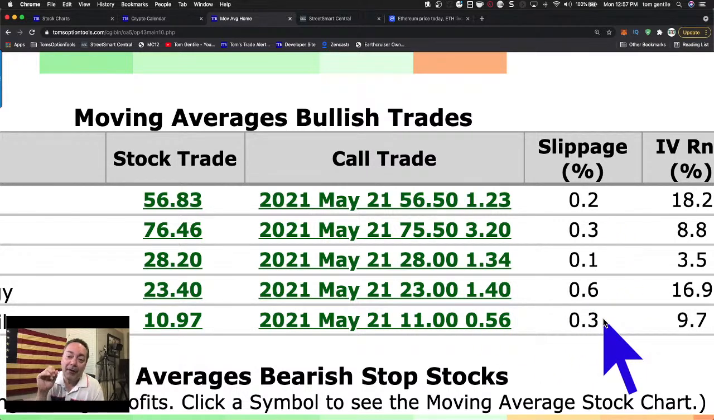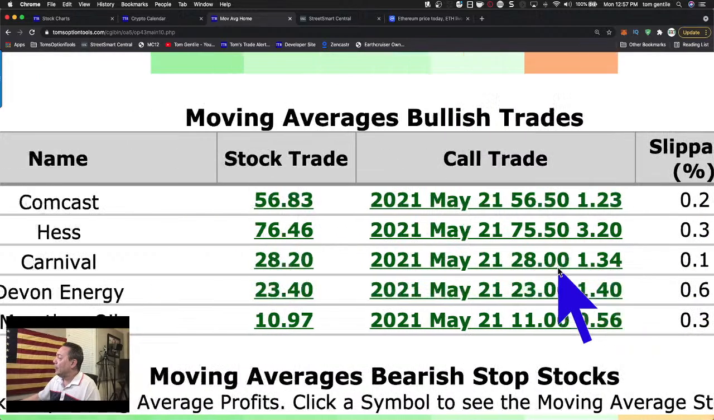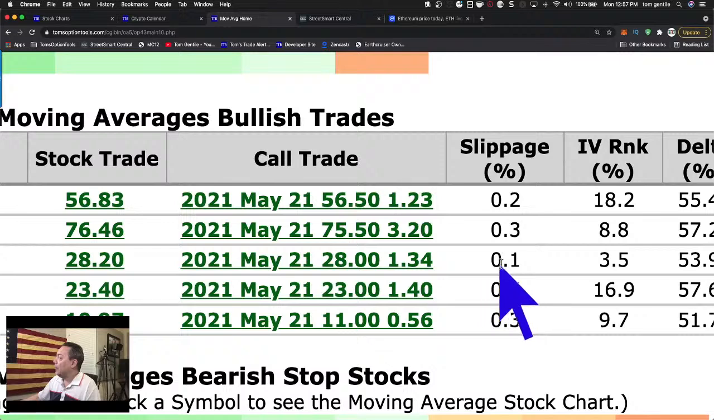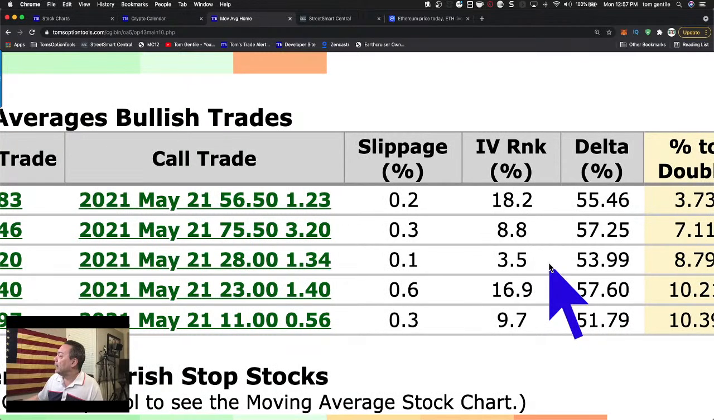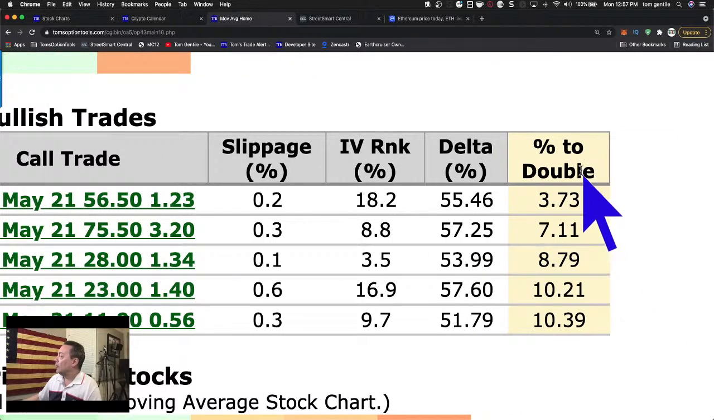Slippage is something big we talked about at the beginning of the program. We can go through and look at the slippage and say, wow, 0.1. Which one's that? Carnival Cruise Lines has a 0.1 slippage. Then there's IV rank. IV rank tells you how cold, meaning how cheap, it is, and how hot or expensive it is. Look at Carnival, 3.5. That's fantastic in terms of a rank. The delta tells me where that option is and how much it's likely to move in terms of the stock price. And finally, we look at something called percent to double. This is how these are ranked. We talked about percent to double last week on the channel.